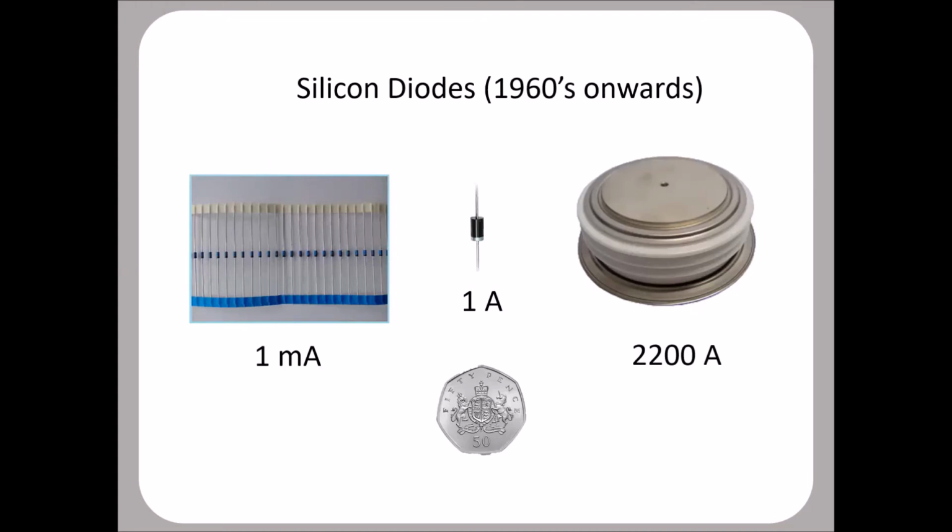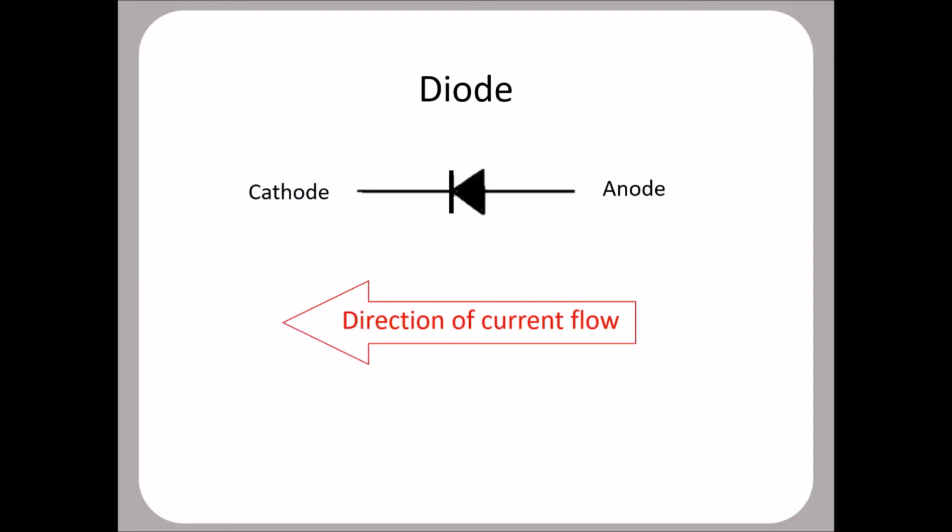And these do the same job as the mercury arc rectifier. Here's a symbol for a diode. It's simply, the black arrow shows the direction of current flow. It can flow from right to left, but not from left to right.